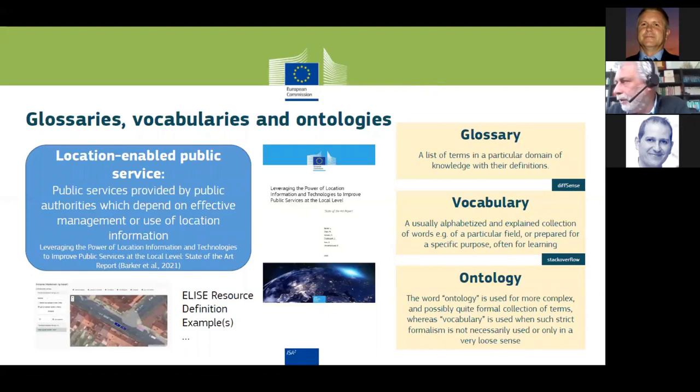First of all, there is a difference between glossaries, vocabularies, and ontologies. Again, I will not start a scientific discussion, but let's say that a glossary is more a simple list of terms in a particular domain with their definitions, while a vocabulary goes a little bit further. You might have a collection of words in a particular field or prepared for a particular purpose, often for learning, but not only. So you also have several vocabularies in the context of the ISA² program. Ontologies, on the other hand, look more into the complexity of a particular field, focusing on this field, but also looking more into the relationships between the concepts defined.